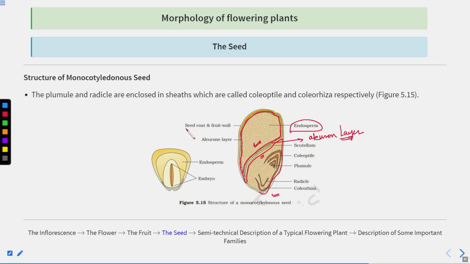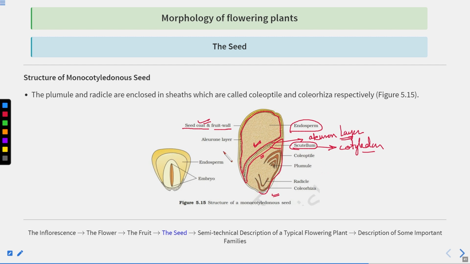And here you can see the seed coat and fruit wall. It is fused together. This is the endosperm, and this is the embryo. And here this part you can see scutellum. This is cotyledon. So you can see how much difference there is in the case of dicot and monocot.